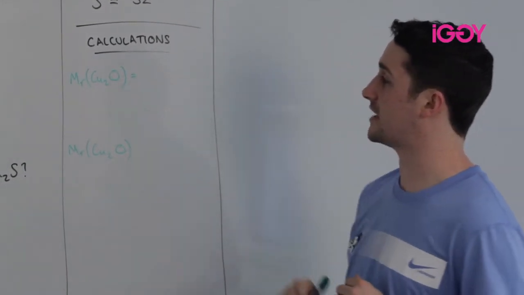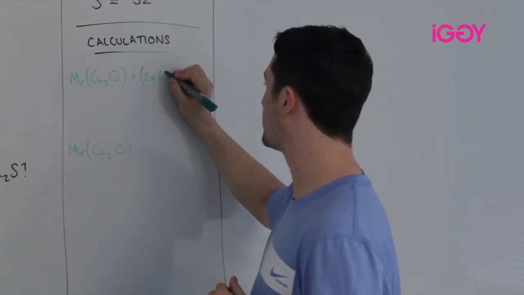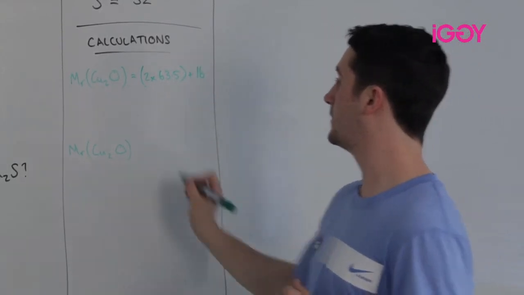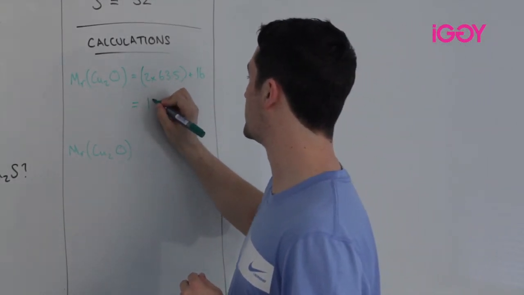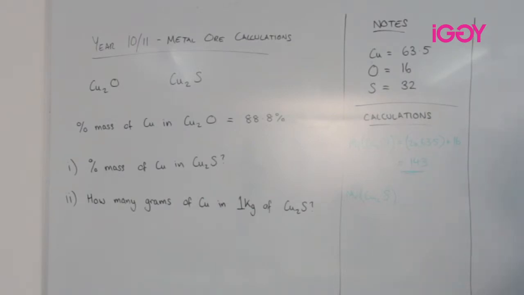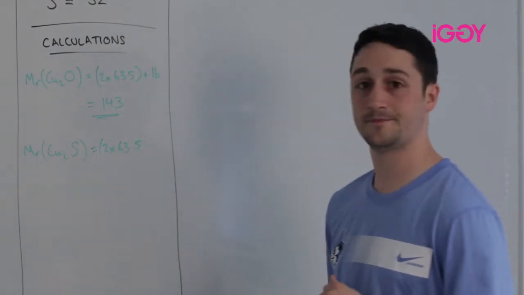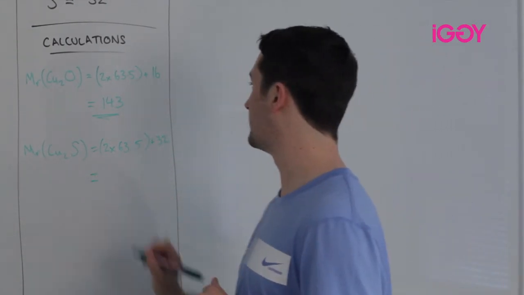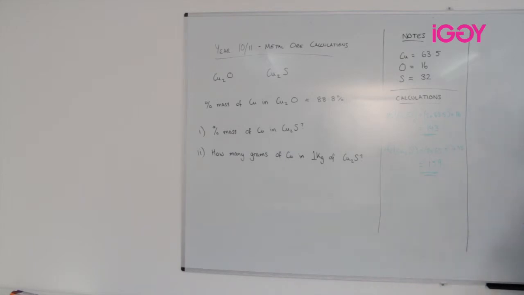The way we do this, we check the formula and we say, okay, we've got two coppers. So the mass is going to be 2 times 63.5, plus the mass of an oxygen, which is 16. So 2 times 63.5 plus 16 will give us 143. Now the molecular mass of copper sulfide, since we're here, we'll calculate that as well. Again, we've got two coppers, so it's 2 times 63.5, and then we've got a sulfur this time, so instead of plus 16, we've got plus 32. And that will give us 159. So that's the molecular masses of those two.